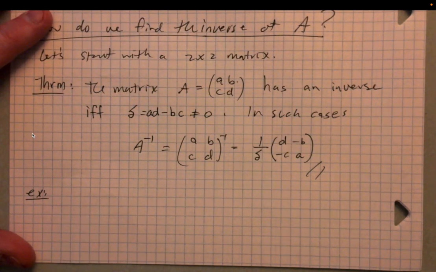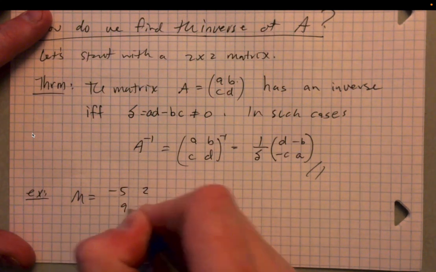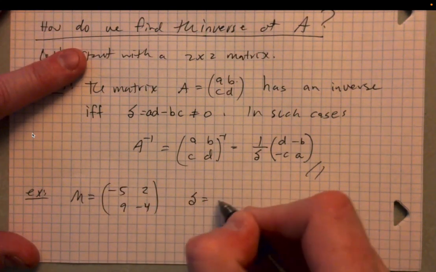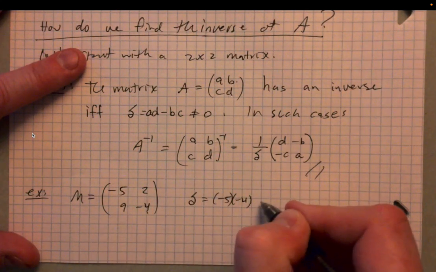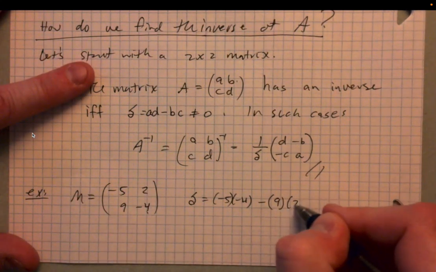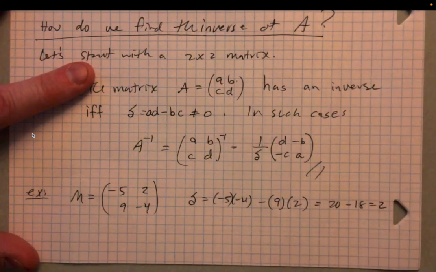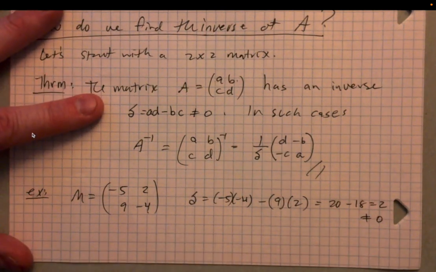How about this one? M equals -5, 2, 9, -4. Delta should be equal to A times D, so that's -5 times -4, minus B times C, so 9 times 2. So what I have there is 20 minus 18, so 2. Okay, so that's non-zero. So an inverse exists.